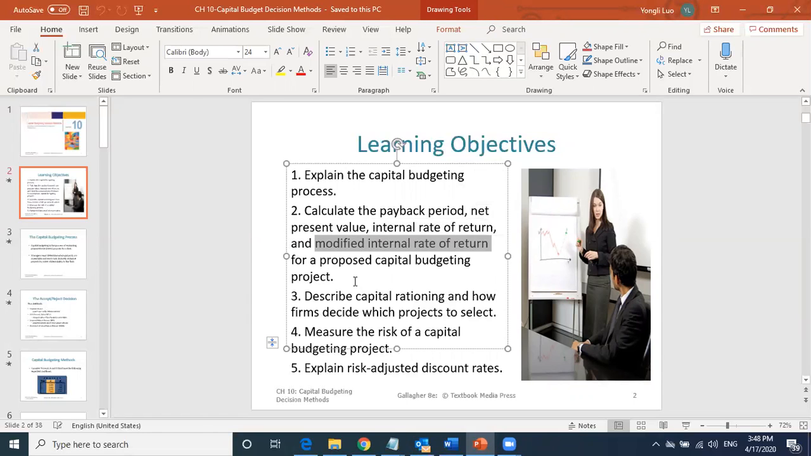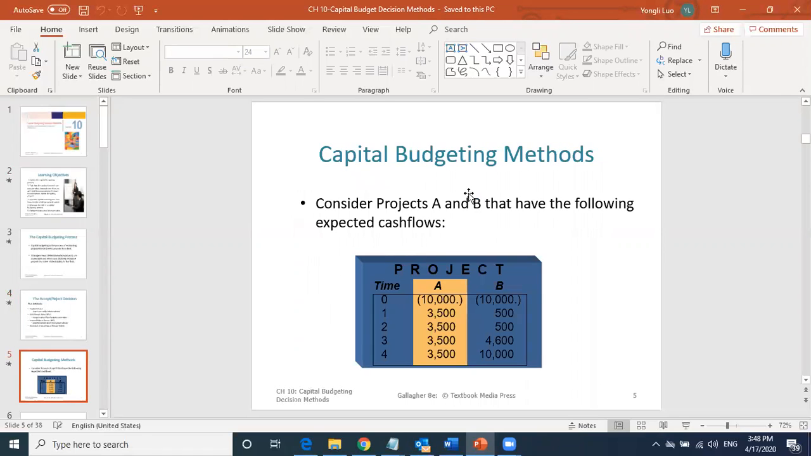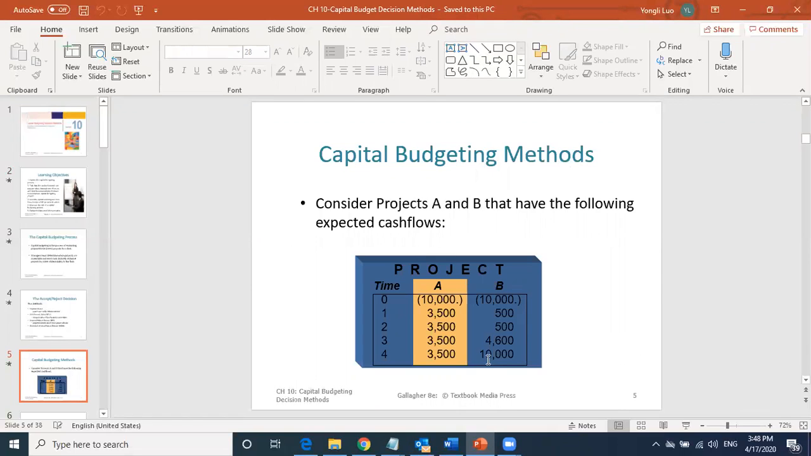The method I'm going to explain to you today. We are using 4 different methods to determine if this project is acceptable or not. If you have a project, for example, a capital budgeting project, we have 2 projects as these 2 samples, project A and B. So we can see we have 2 projects.